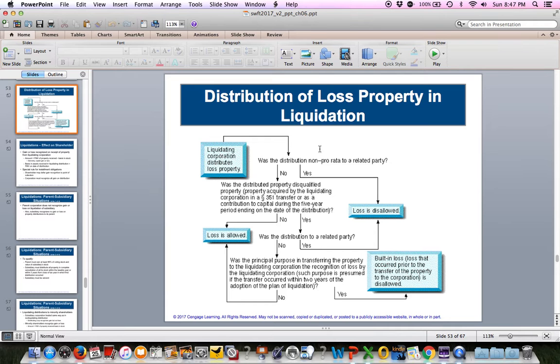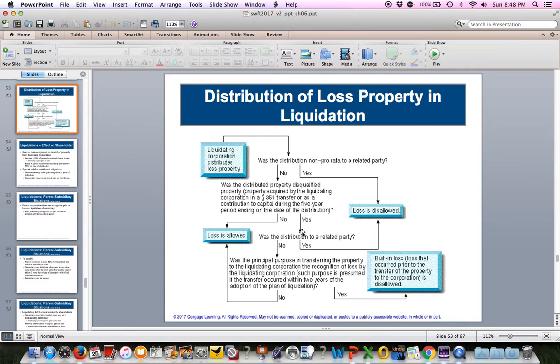It says here that starting at the top, liquidating corp distributes lost property. Was the distribution non-pro rata to a related party? Yes. Loss is disallowed? No. Then we look at, was the property distributed disqualifying property acquired by the liquidating corporation in a 351 transfer, or as a contribution to capital during the 5-year period ending the date of the distribution? If the answer is no, loss is allowed.